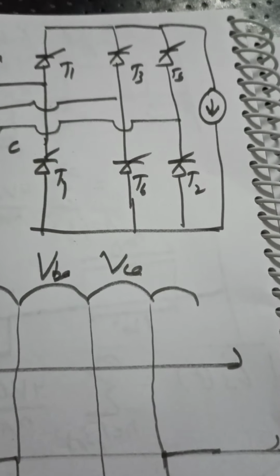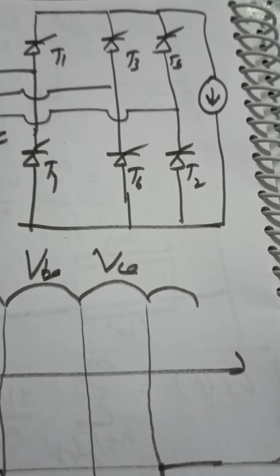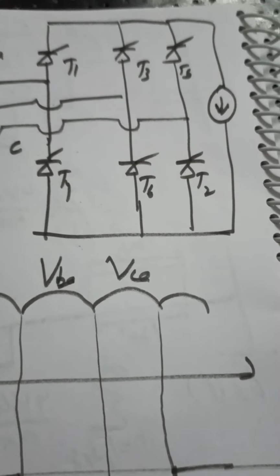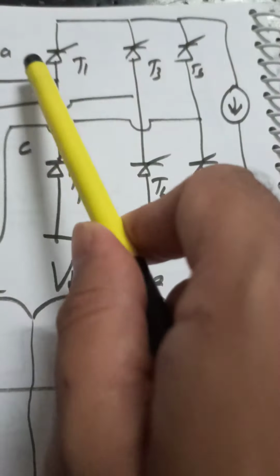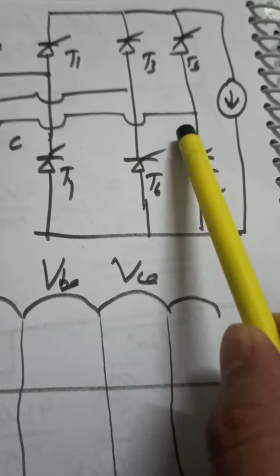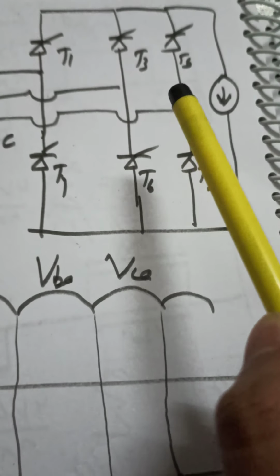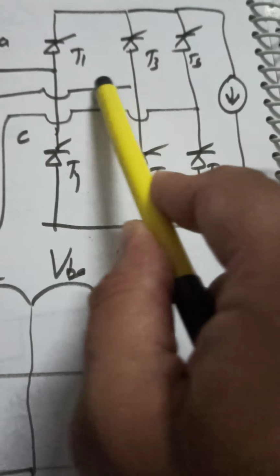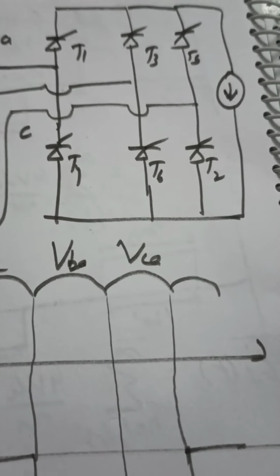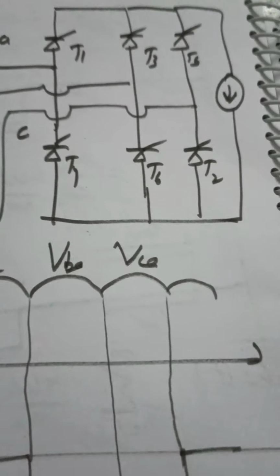After that, coming back to 6 1. When 6 1 gets fired, again you can look at 1. This is connected to A, and 6 is connected to B. So we are going to get the output voltage V_AB.